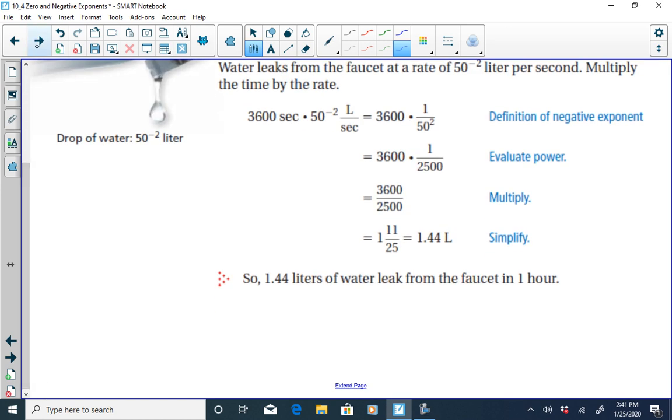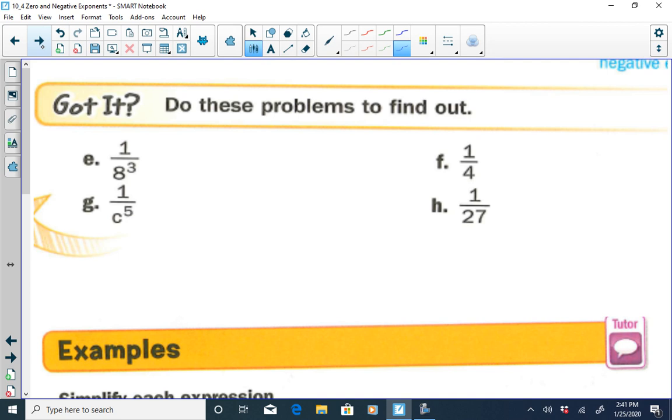I'm just going to skip through that page. We're going to get here. So 1 over 8 to the third. 8 times 8 is 64. And 64 times 8 is 512. So that's going to be 1 over 512. Right? 512. And then 1 over 4 is going to be the same as 1 over 2 squared.